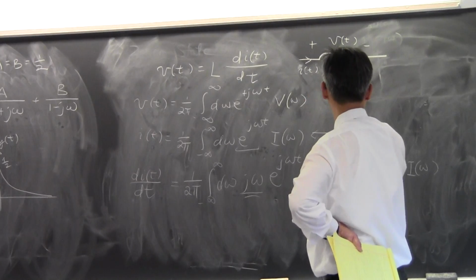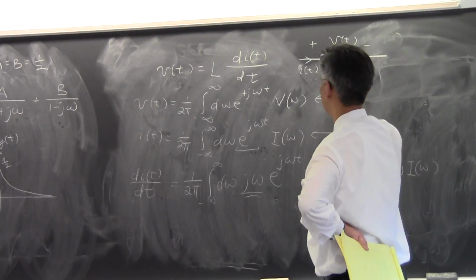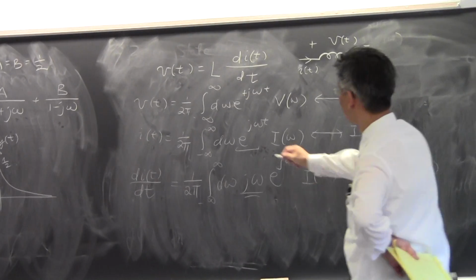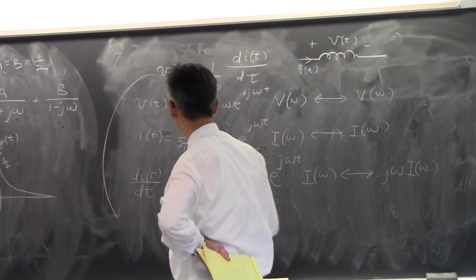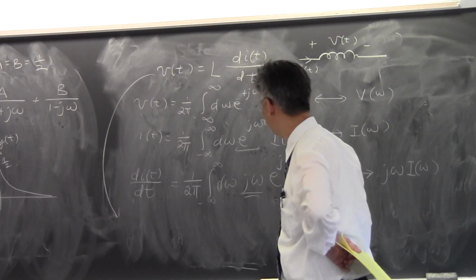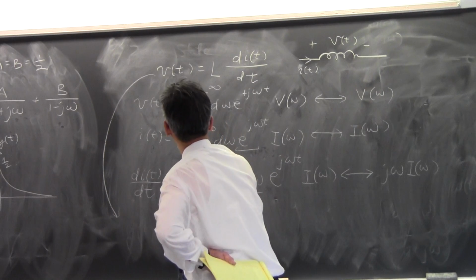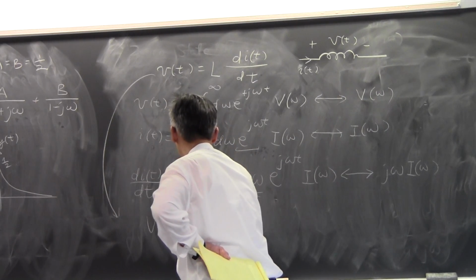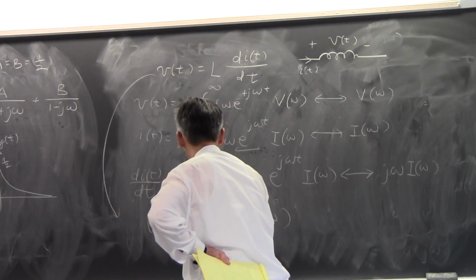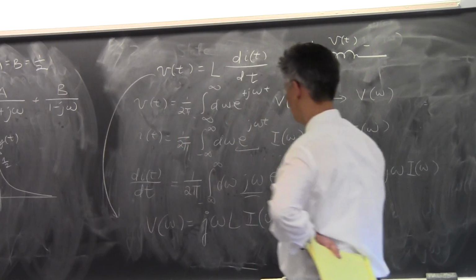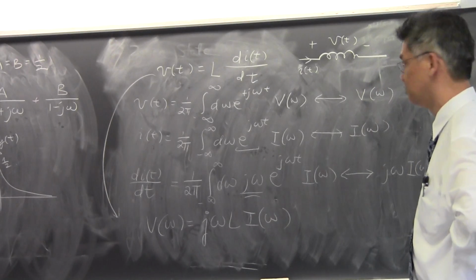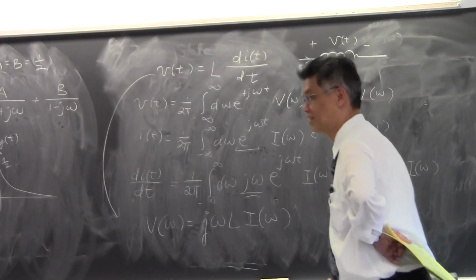I of t Fourier transforms to I of omega. V of t Fourier transforms to V of omega. And you have this very simple relationship between them. Now, if you plug this into the left-hand side and this into the right-hand side, you will have this very simple relationship, which is exactly what you have seen in phasors. So this is like deja vu, something that you have seen before.